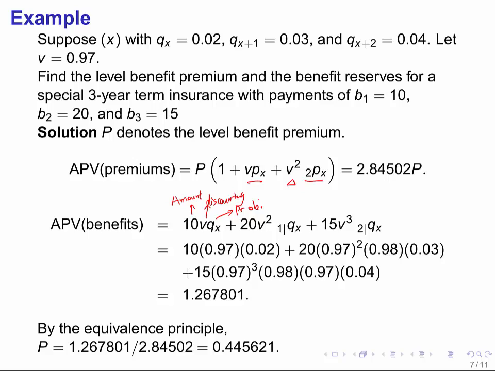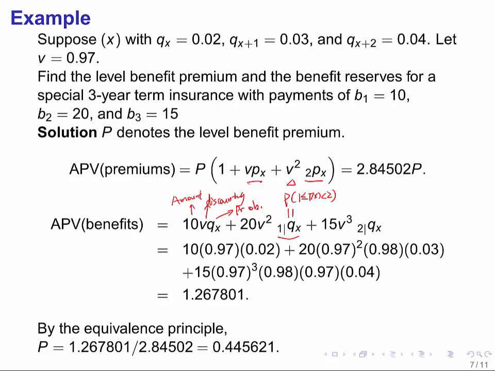And let's consider the second year. During the second year, there will be a payment of the death benefit, $20 at time 2. So 20 is the amount, time is 2, so the discounting is V squared. If death occurs in the second year, that is a probability that capital T is between 1 and 2. So that's just a 1 year probability of death.